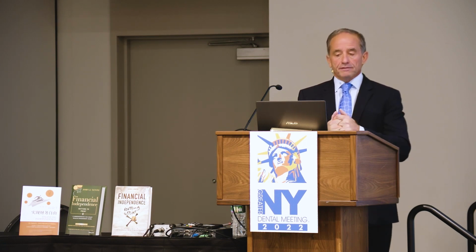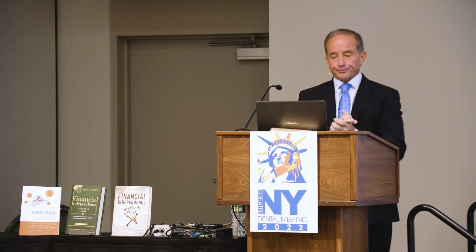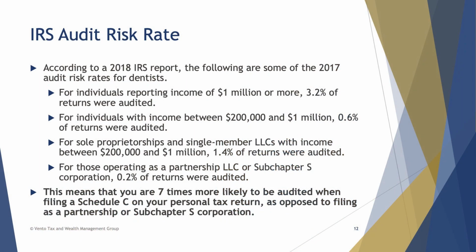So what are the odds of an audit? Well, if you're an individual and your income is over $1 million a year, your odds of an audit are a little over 3 out of 100, still relatively low. As an individual tax filer, if your income is between $200,000 and $1 million, your odds are 0.6%, dramatically lower. As a sole proprietorship, where you're working under your own name, filing a Schedule C, your odds of an audit are dramatically higher. If you have income between $200,000 and $1 million, your odds are 1.4%.